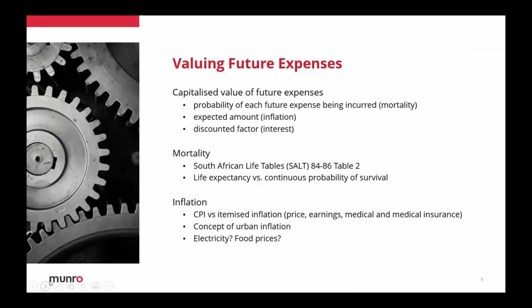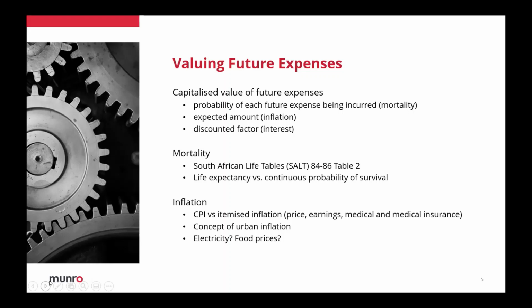Now, briefly, just to understand valuing future expenses or any other cash flow items, but normally it's based on expenses. There's 3 elements to our calculation. The one is the probability that the future expense will be incurred, and that probability hinges mostly on being alive. So the probability that I'm going to buy groceries 5 years from now is very much dependent purely on me being alive 5 years from now.